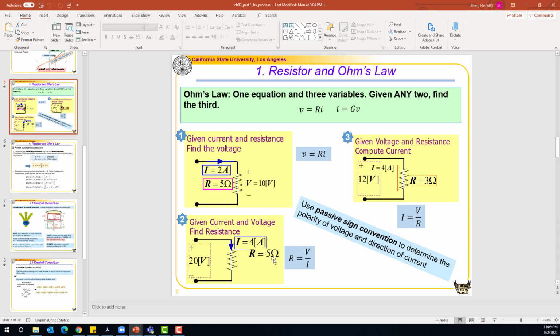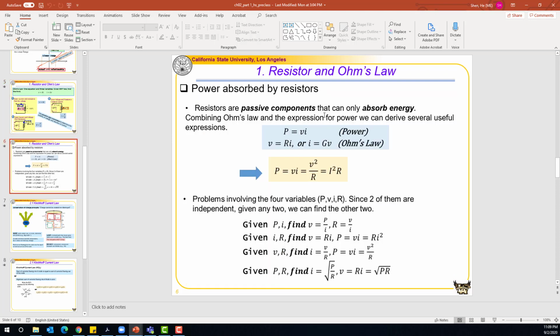Second case, given the current and the voltage, we'll be able to find the resistance. R is equal to V over I. The third case is given the voltage and the resistance, we'll be able to find the current. I is equal to V over R. So remember, we are going to continue using passive sign convention to determine the polarity of voltage and the direction of current.